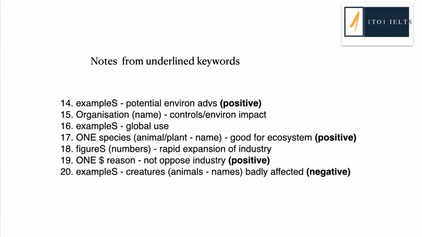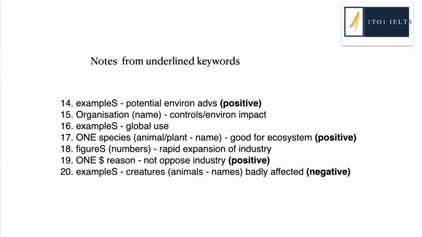Now, this is how I would write notes for these options. You notice I'm really emphasizing that we've got multiple examples of potential environmental advantages. This looks like it's basically saying something is positive, so I'm looking for a paragraph that is going to be very positive about oil palm plantations. 15 is asking for a name of an organization which controls the environmental impact of palm oil. We don't really know if this is positive or negative, so I haven't really added that information.